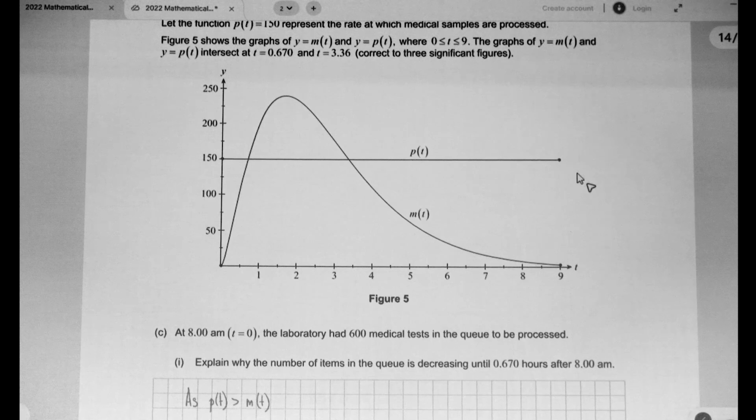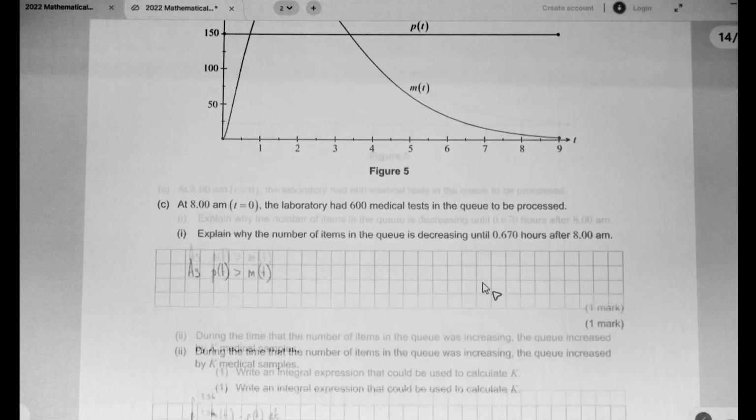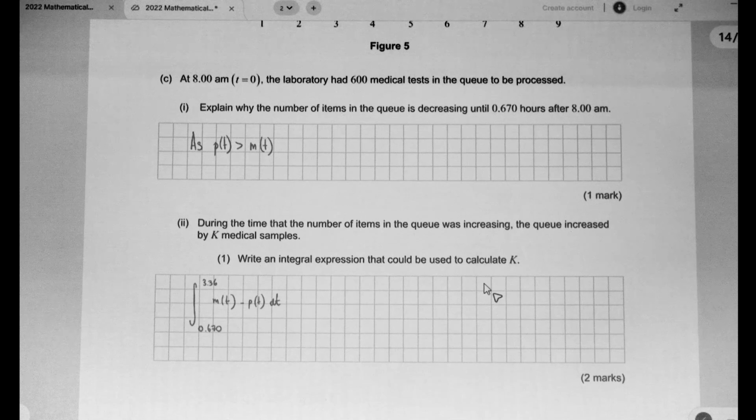Then they had to come up with an integral to represent that. Oh, no, hang on, it was a bit different. When it's increasing, so they had to come up with this. Now, I'm not going to go into why that's the right answer or not. You can think that one through. Once again, we're looking for the limits of the integral to be correct and for them to have M take P, not P take M. So that's the sort of thing that we're pushing for.